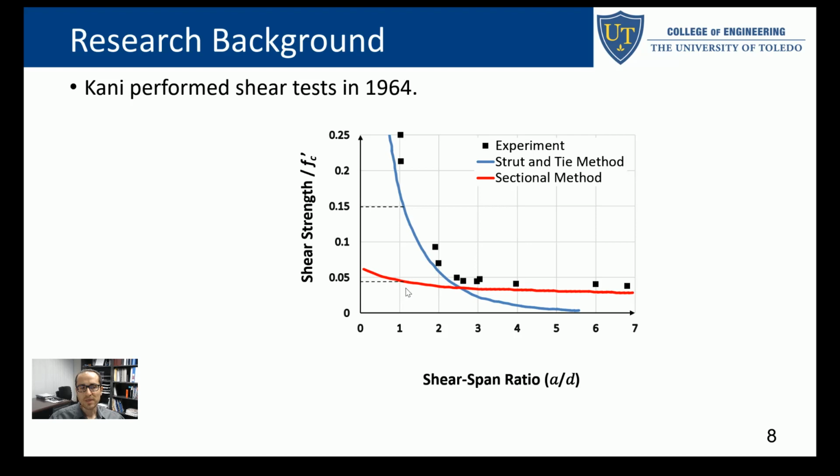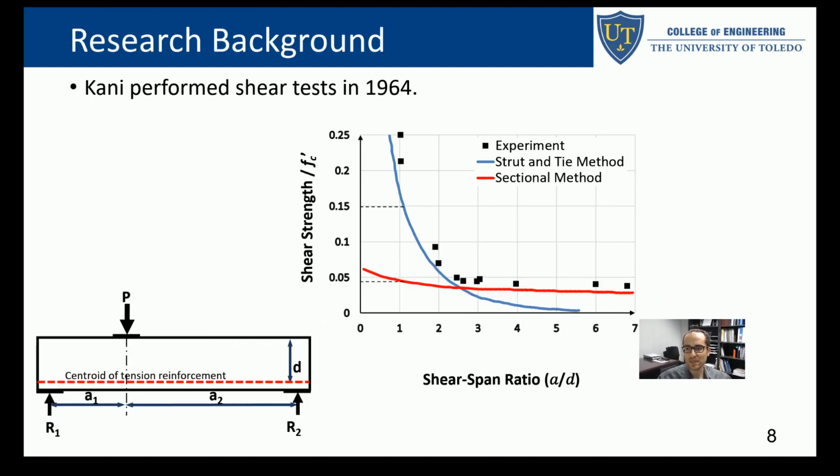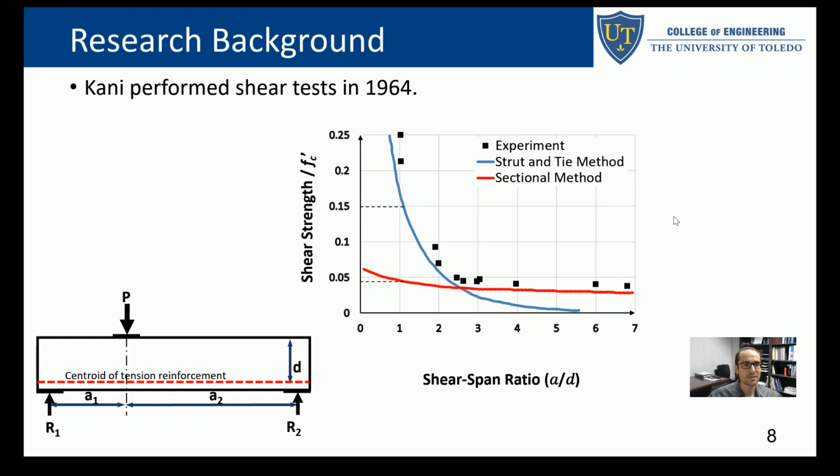And that would be super conservative for deep members such as pier caps. So that's really the reason why, if you use this method, which is the commonly used method, you would find things overloaded, because you would predict capacity to be significantly less than what it really is.